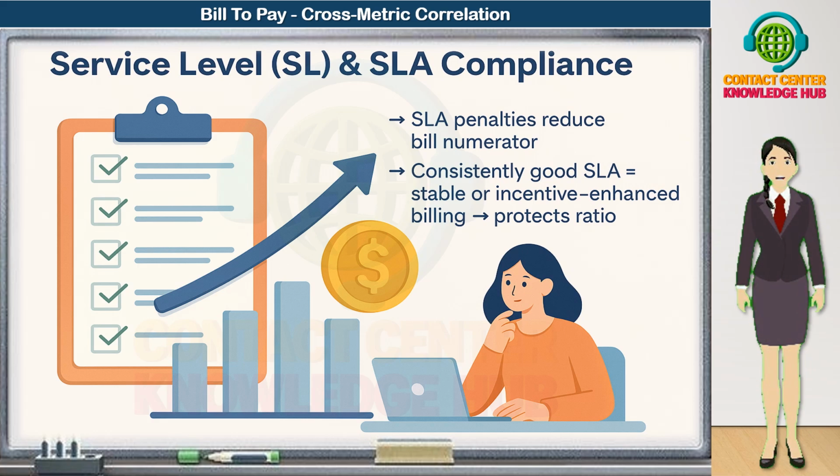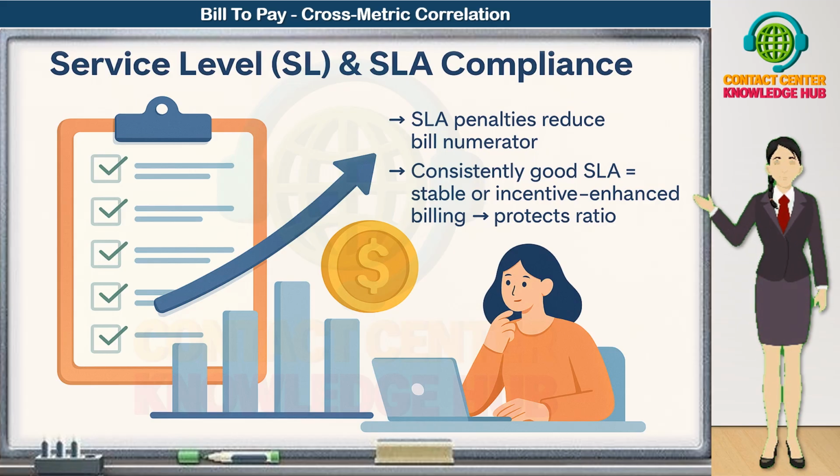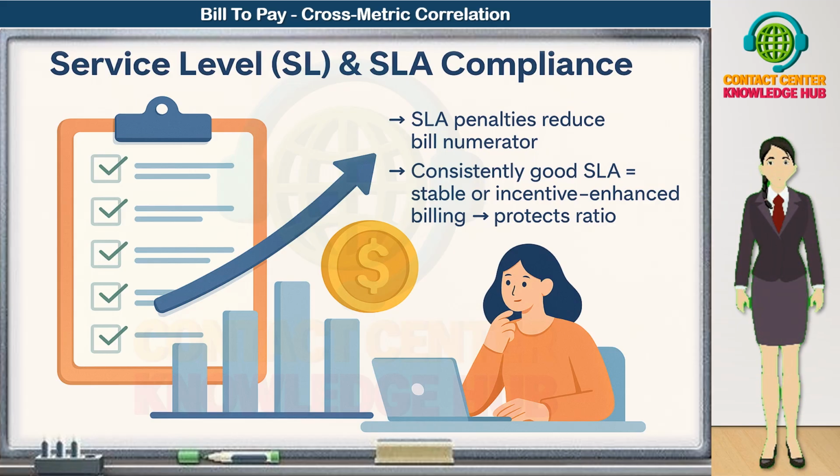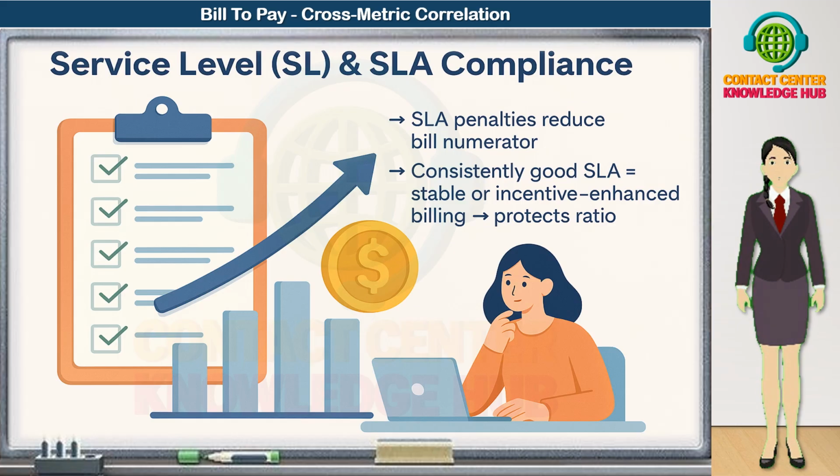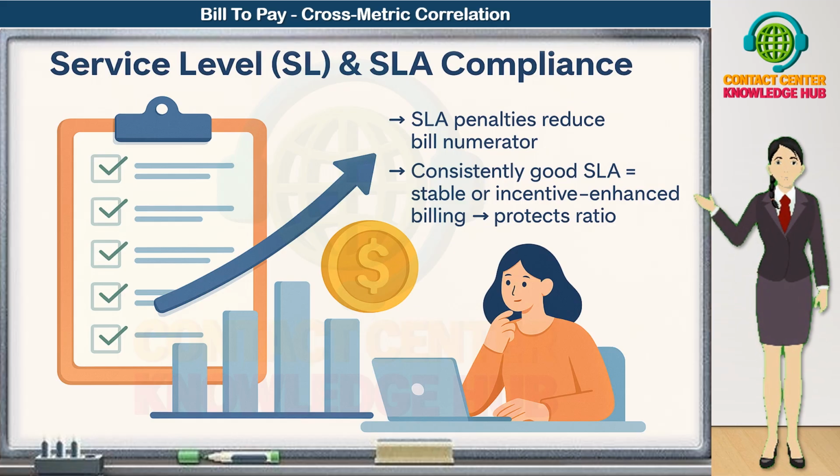Let's examine how service level and SLA compliance correlate with the bill-to-pay ratio. When SLA targets are missed, it often leads to financial penalties or billing deductions, which directly reduce the numerator of the ratio. Even if labor costs stay the same, revenue shrinks, and the bill-to-pay ratio declines.